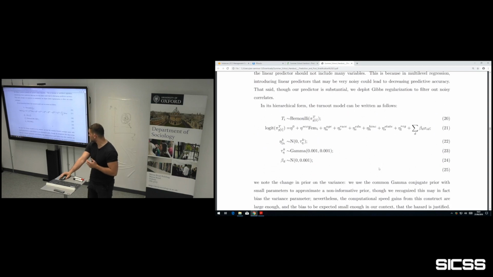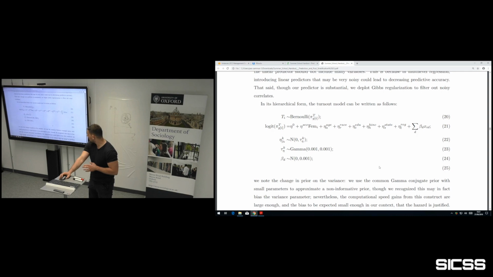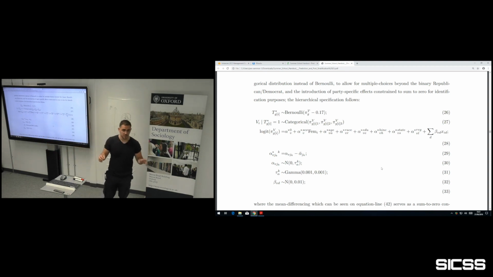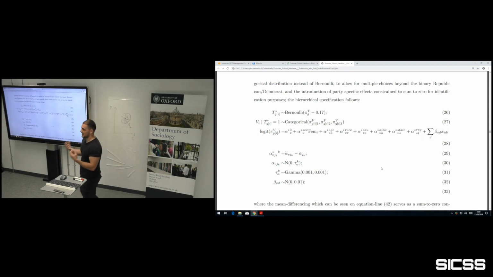This is the turnout model. It's almost identical to the one you've seen before. This is the vote choice model. As I said, it's a little more funky because now we have to use this categorical distribution, which is just a multinomial distribution with n equals 1. So this time, instead of everybody being able to say, I'm either a Democrat or a Republican, they can say, I'm a Democrat, a Republican, or a third party person, or NA.